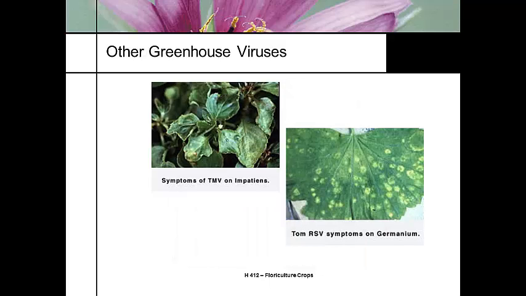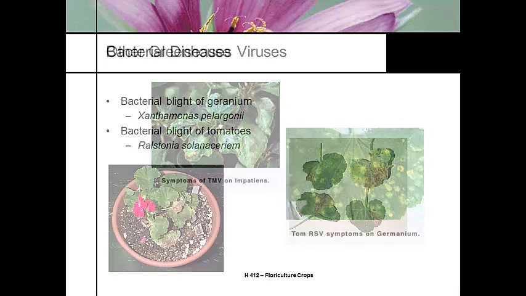Other viruses include tobacco mosaic virus. The easiest way to control tobacco mosaic virus is to have your employees wash their hands after they eat or smoke. Some viruses, like this Geranium Tomato Ringspot virus on geranium, we see irregularly; it just comes along. Not a whole lot you can do about it except use disease-free stock material.